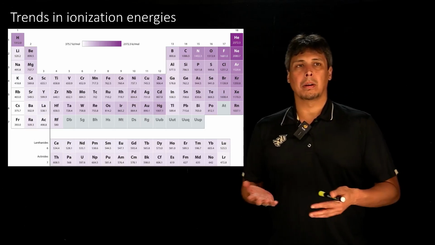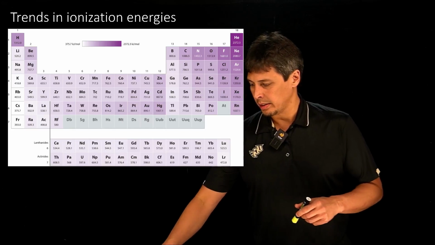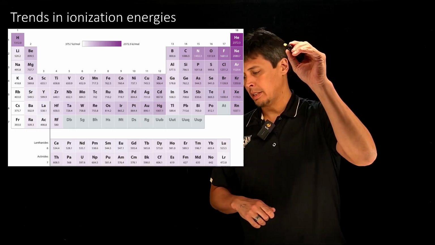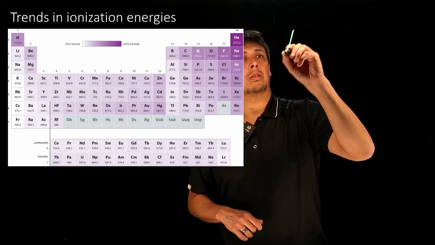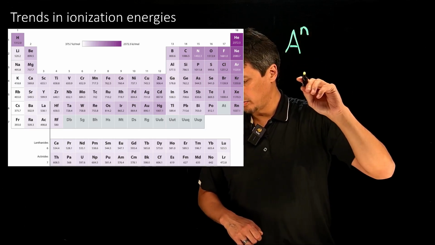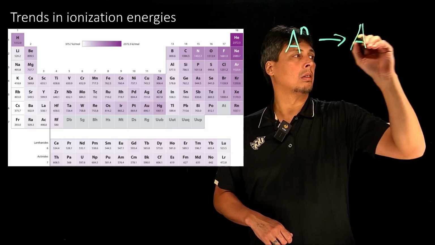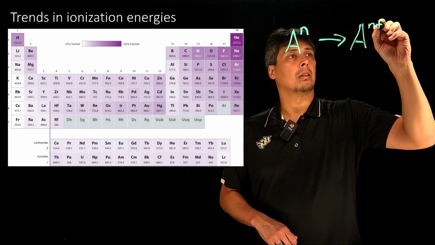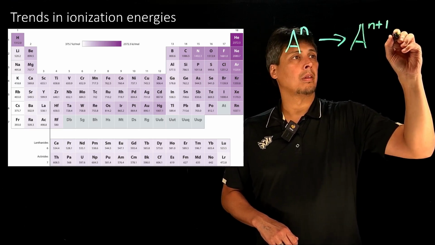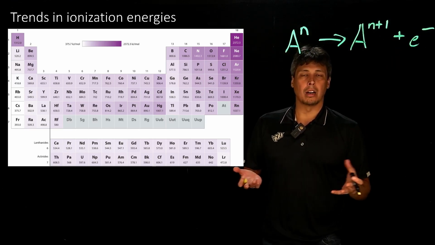Okay, now that we've talked about ionization, let's think about ionization potential. And so what that is, that's the energy required to remove one electron from some species A, which causes oxidation to the n+1 state. Okay? So in other words, it's the energy that's required to remove an electron from the atom.